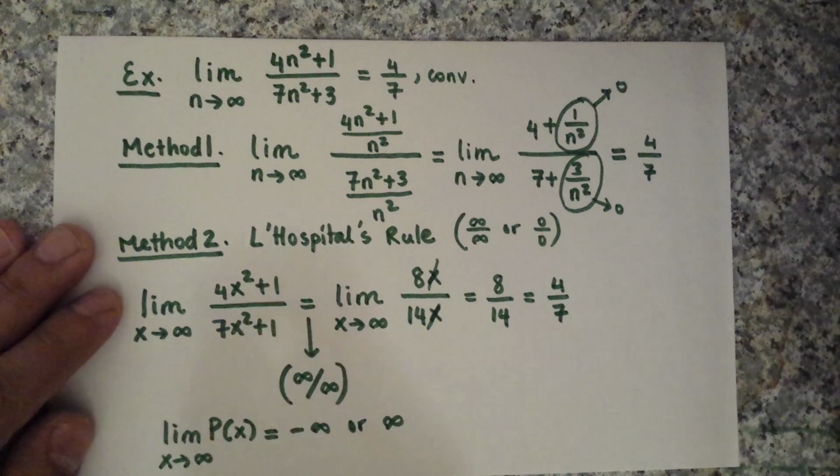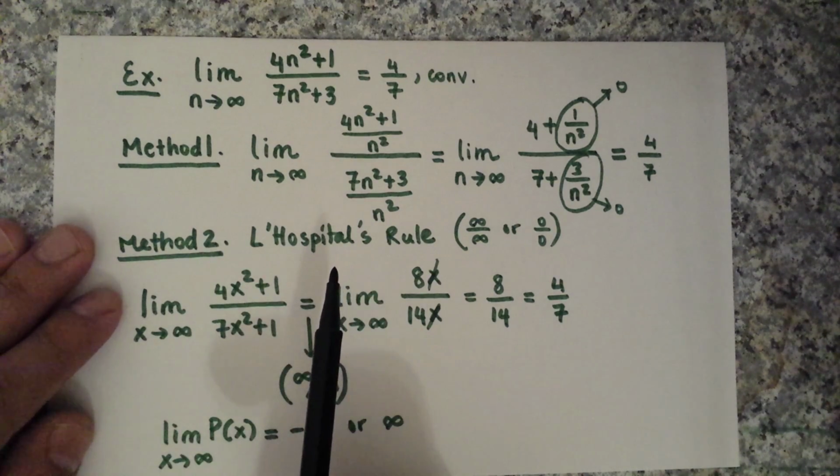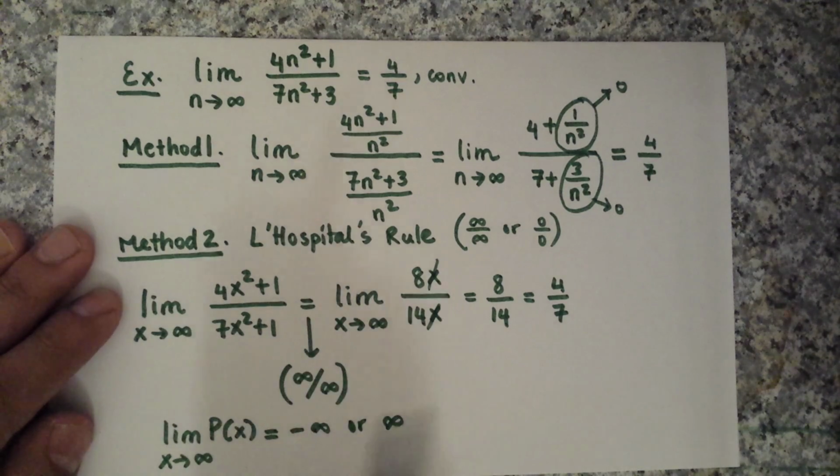If you have two polynomials at the bottom and the top, or radicals of two polynomials, I'm going to show this in part 2. You can really apply this method. It's one straightforward method that just applies L'Hopital's rule.